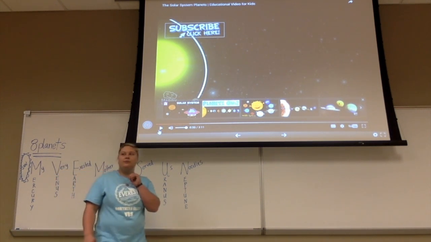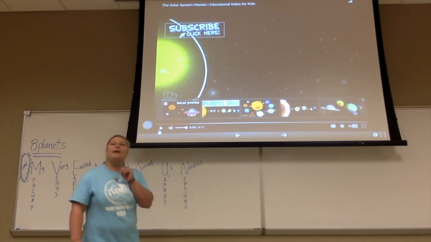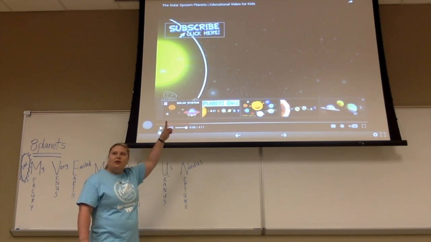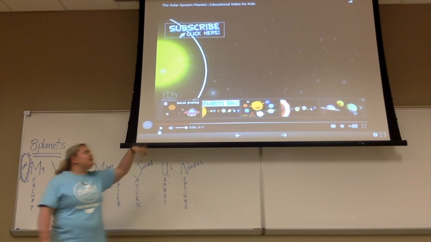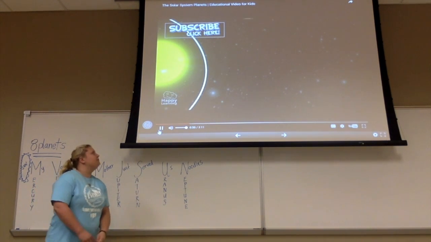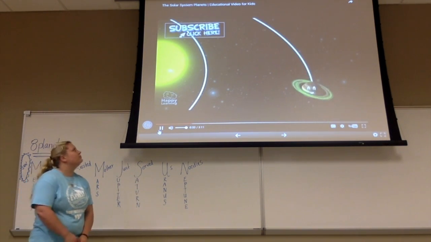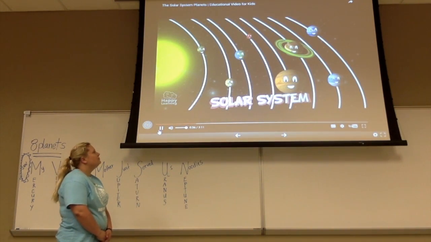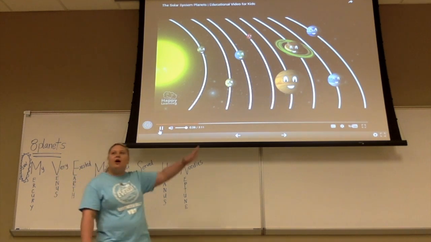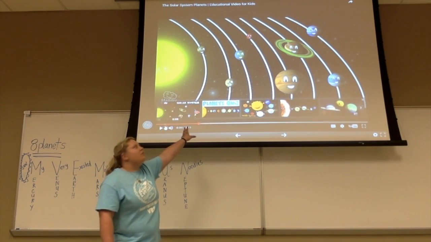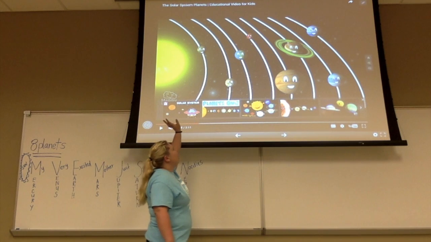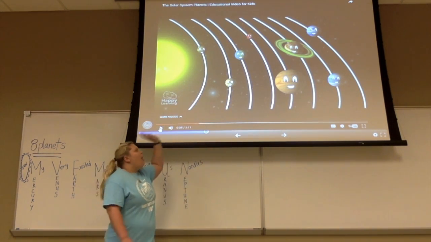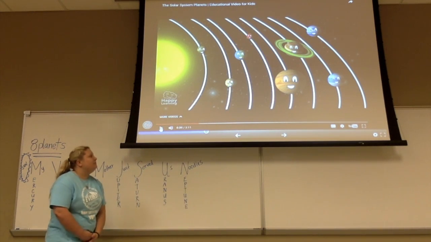What do they do? They orbit. They orbit. That's very good. And what does it mean to orbit? To go around. To go around the sun. Very good. Well, the sun and everything that revolves around it is what we call the solar system. Very good. What do we call it? The solar system. Very good. And is it just one of the planets or is it all of them? All of them. Very good.